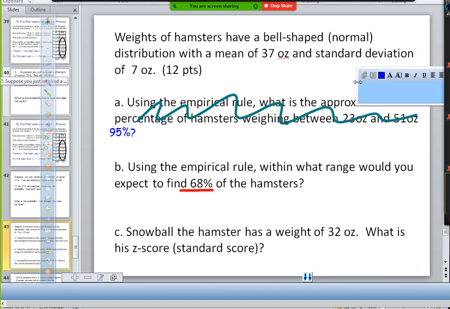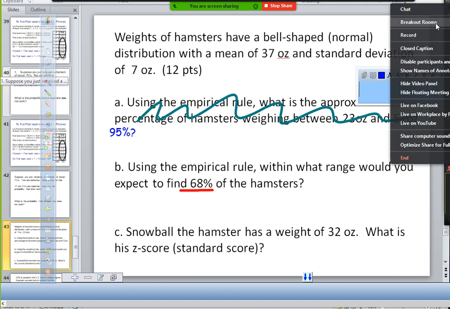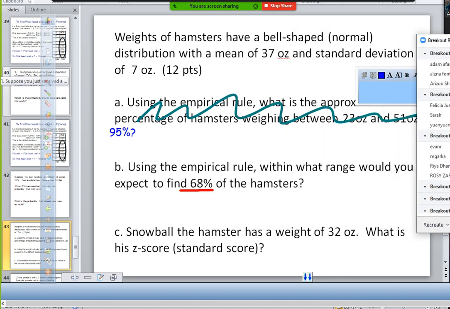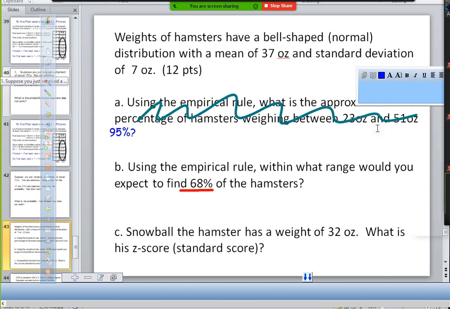And do you guys want to talk to neighbors? You're just going to do this quickly, or I don't know what you guys want to do. Breakout rooms, yes, no? All right, just go ahead and solve it. Take a minute.